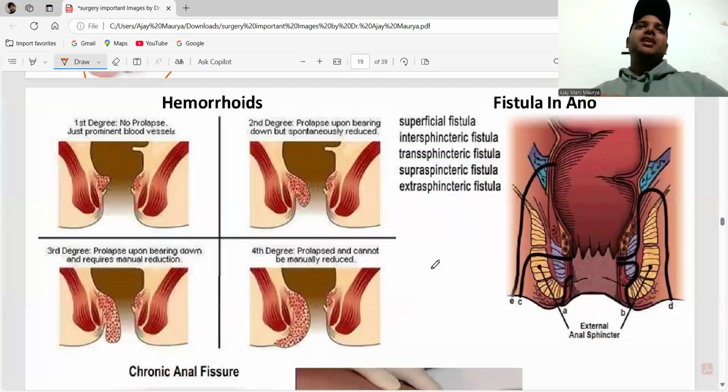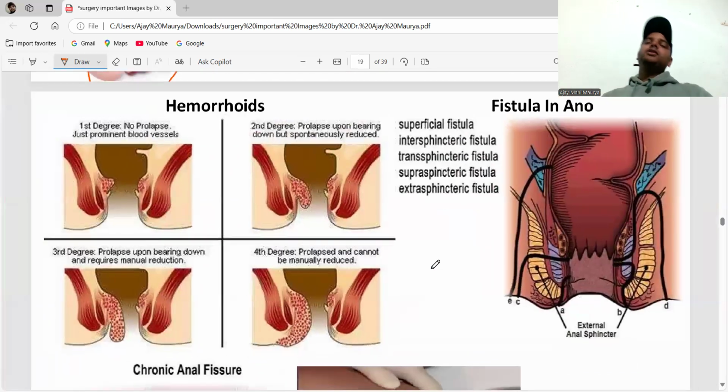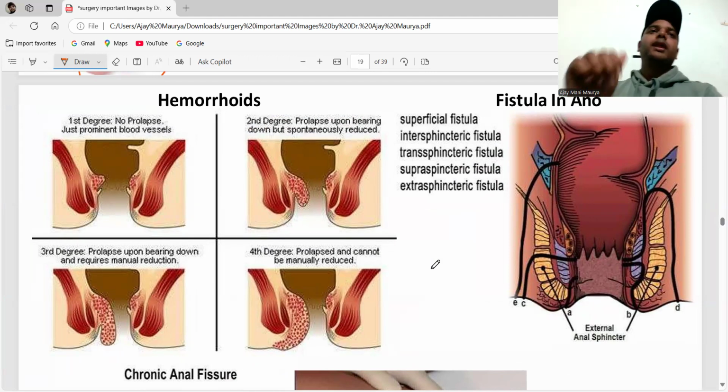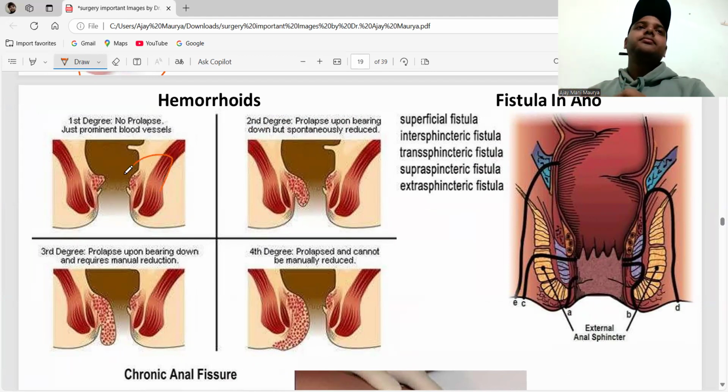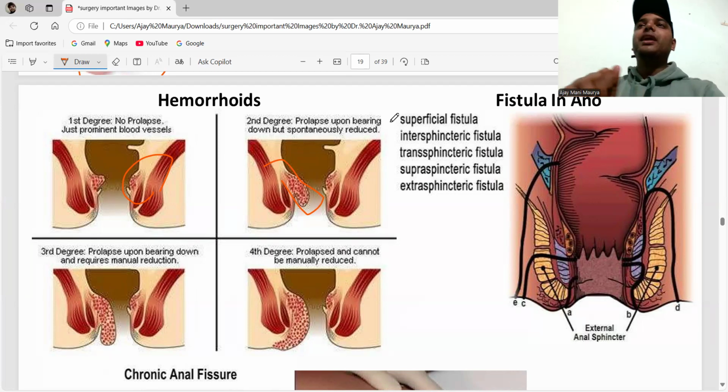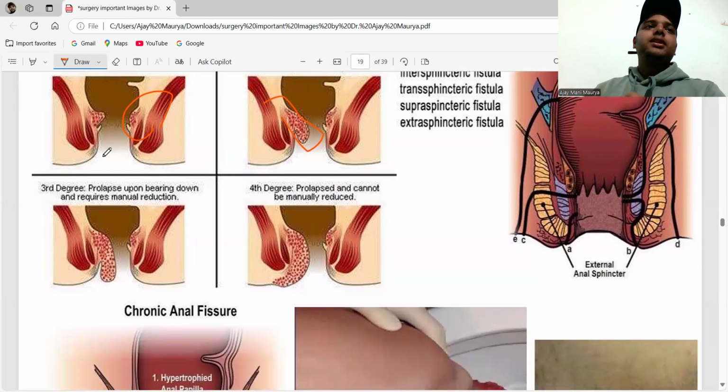And also, guys, see the types of the hemorrhoids. Hemorrhoids are due to what? This is venous bleeding. Superficial venous bleeding here. This is the first degree: there is no prolapse, just prominent blood vessels. The second degree has prolapse upon bearing down, but spontaneously reduces. This is the third degree. This is the fourth degree, guys. Prolapse and can be manually reduced here.